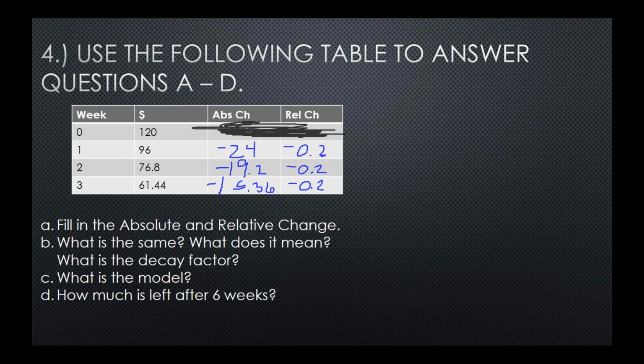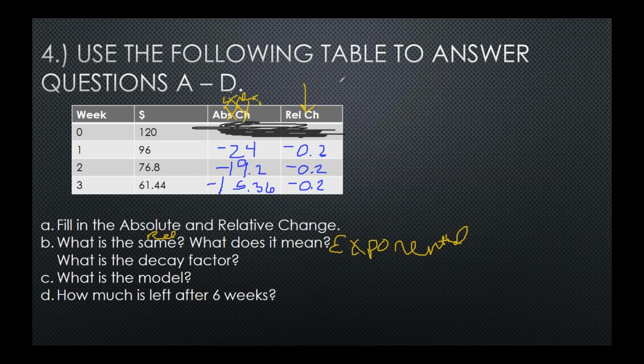Okay, so you fill out your table. Again, you say absolute change is not the same, so it's definitely not linear, right? Because absolute change is not the same. But relative change is the same, right? So the relative change is the same. And what does that tell us? If these are all the same? Tells us that we have an exponential model.